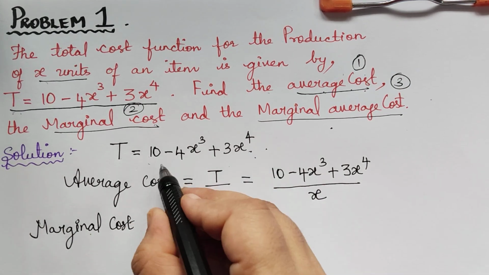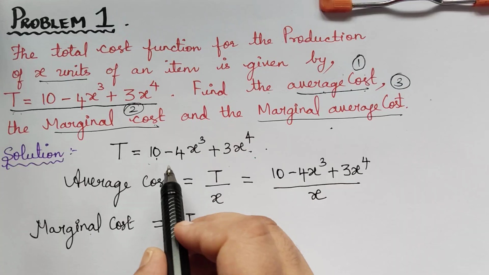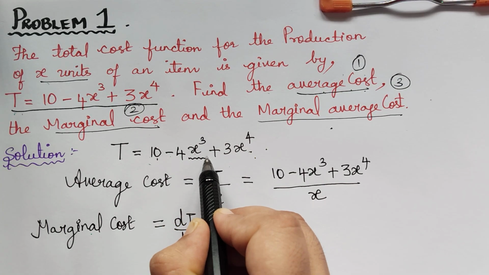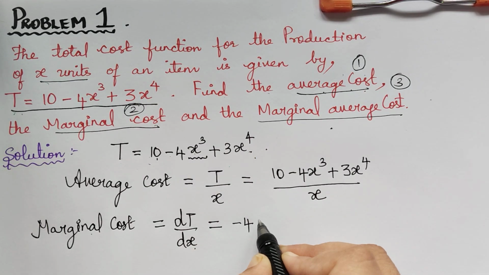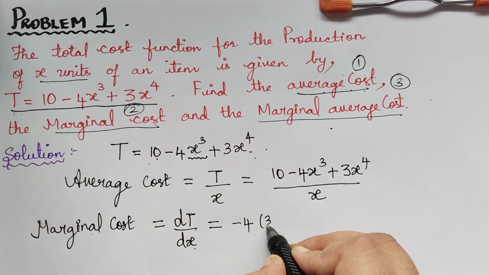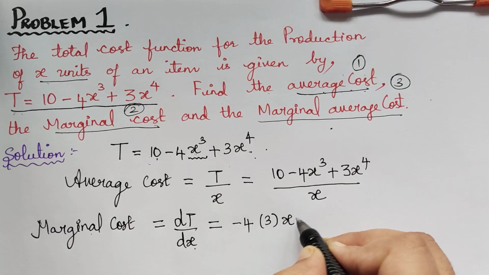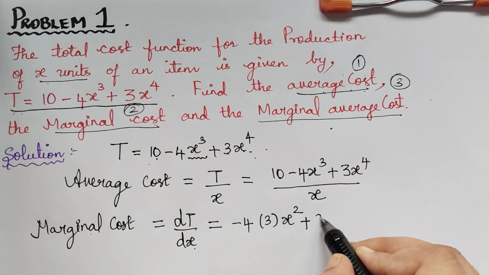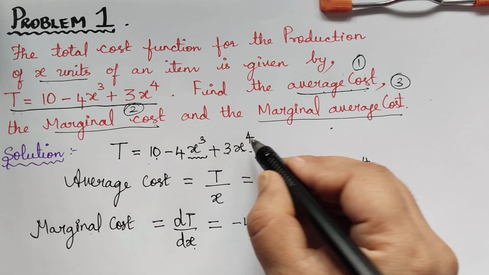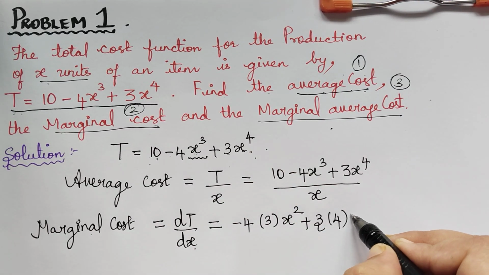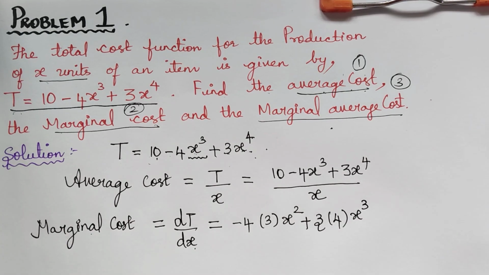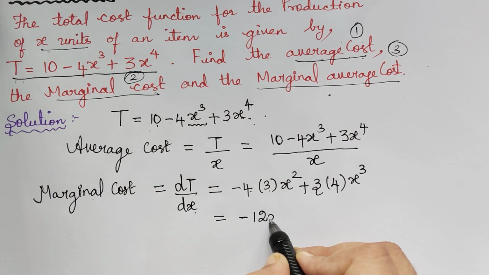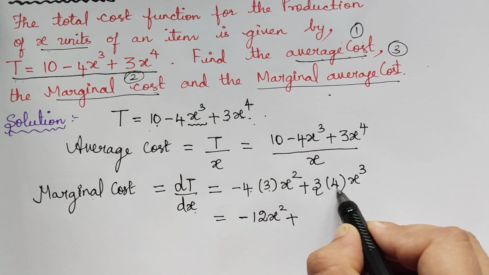10 is a constant, so if you differentiate it, it will become 0, so we need not write it. Now minus 4x cube: you have to differentiate x cube here. So this minus 4 comes as it is and the differentiation of x cube is 3x square. Then plus this constant 3, which is in multiplication, comes as it is and the differentiation of x power 4 is 4x to the power 3. So now this will be equal to 4 3 times is 12, so minus 12x square, plus 4 3 times is 12 x cube.